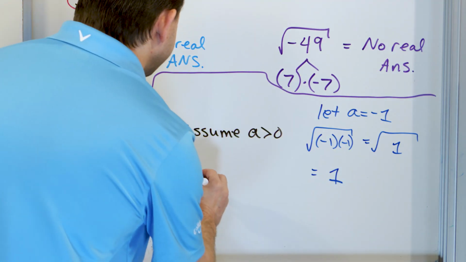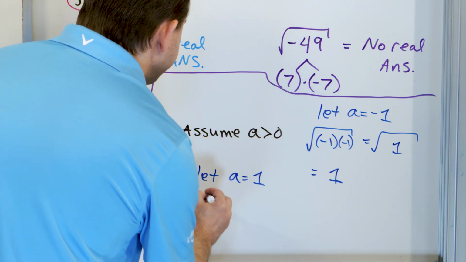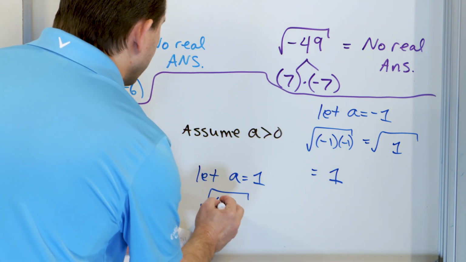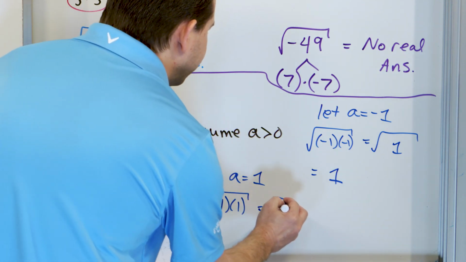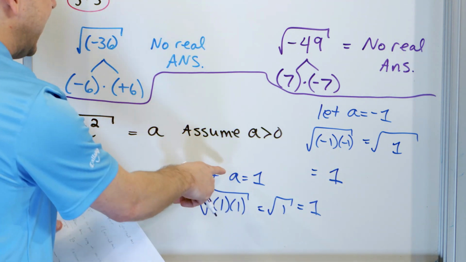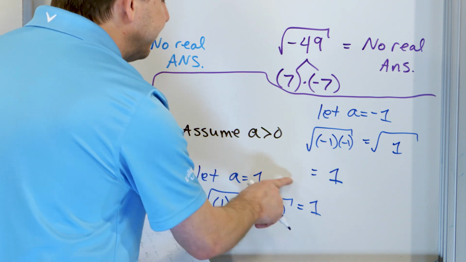Let's take that case. If we let a equal positive 1, then under the radical we'll have 1 times 1, because a is now equal to 1. So that means we'll have the square root of 1, which is equal to 1. So if we let a be a positive value, we square it, take the square root, then we get the same thing back.